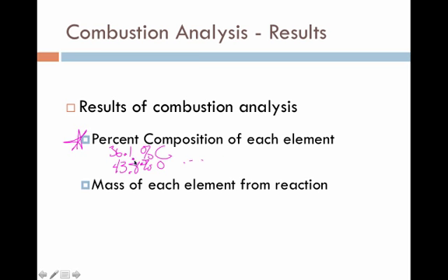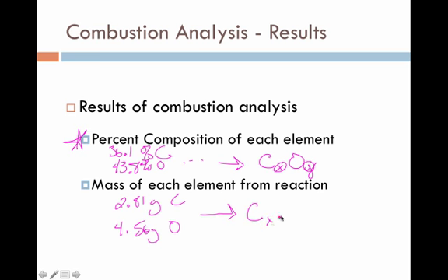We'll go through some problems together that have you take these percentages, and ultimately, again, our job is to get back to a formula. Some formula CxOy, where we figure out the values of x and y. Likewise, what I can also give you is the mass of each element from the reaction. So I can say that you have 2.81 grams of carbon and 4.56 grams of oxygen. Even though that's different data, we're still going to want to go back and come up with some formula where we figure out the values of x and y that would tell us how many carbons and how many oxygens.